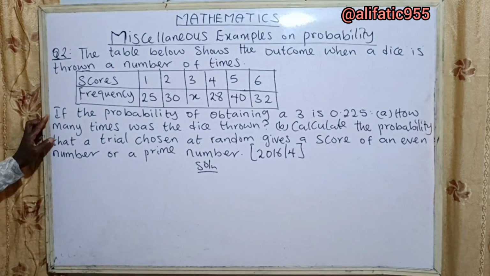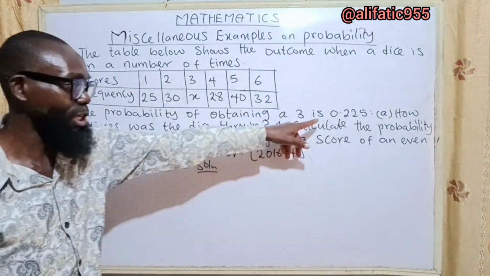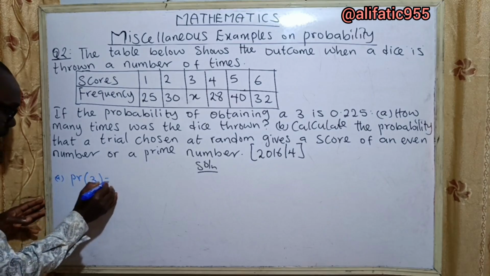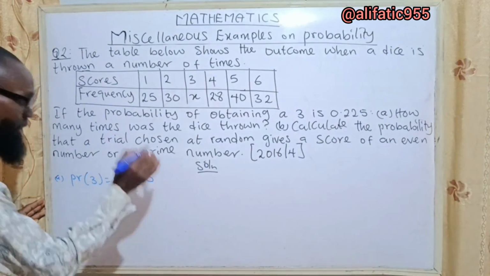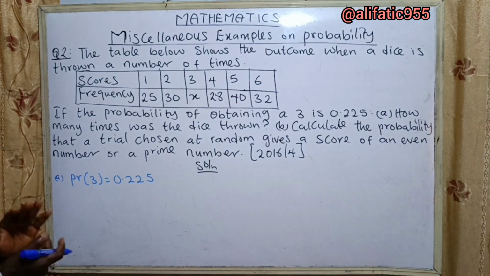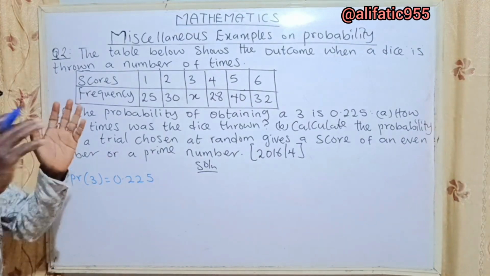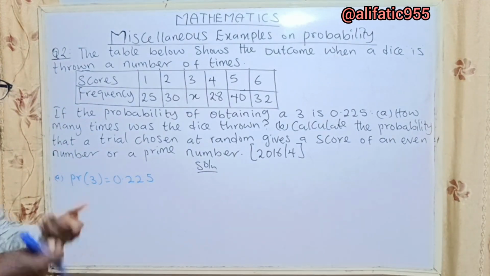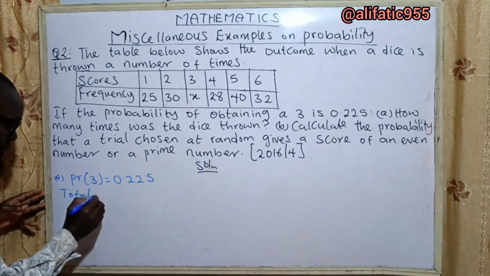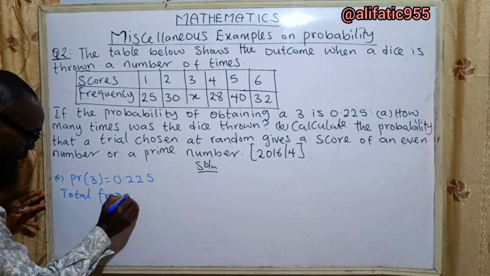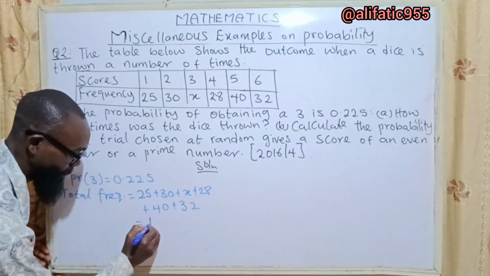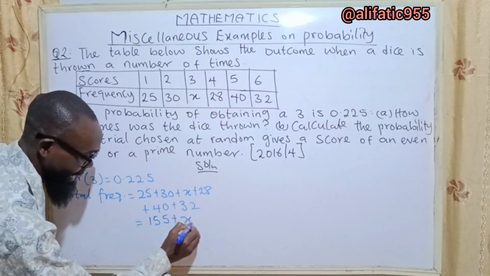Now let's start from the known. If the probability of obtaining a 3 is 0.225, then the probability of a 3 is equal to 0.225. Then let us find the total number of our frequency, the total number of times the dice was thrown. That's what we call total frequency. So you sum everything together. We have 155 plus x.